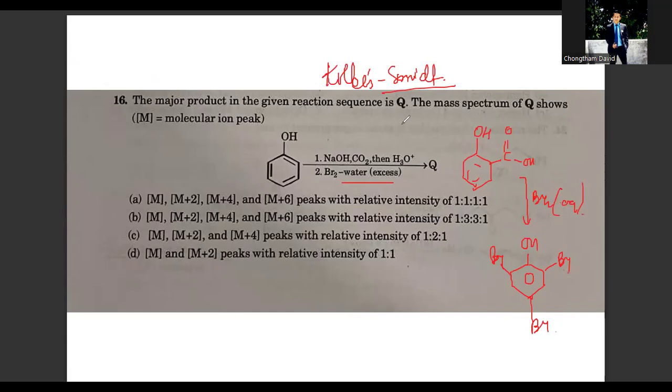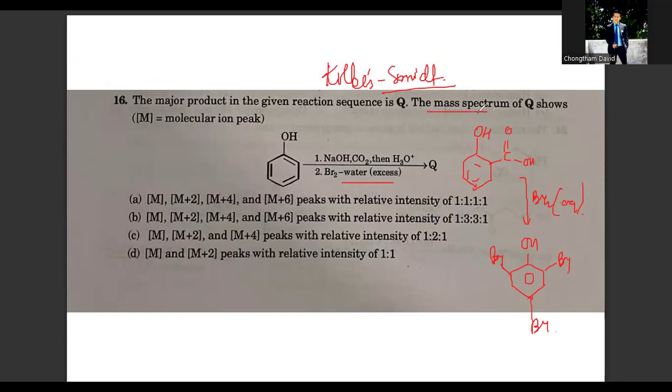And in the second step, bromination takes place. The salicylic acid is then treated with excess bromine in water. This leads to bromination at the third, fifth, and sixth positions relative to the hydroxyl group, yielding 2,4,6-tribromophenol. Now let us break down how the mass spectrum of this 2,4,6-tribromophenol would be calculated, because the question is asking the mass spectrum of Q, which would be shown.